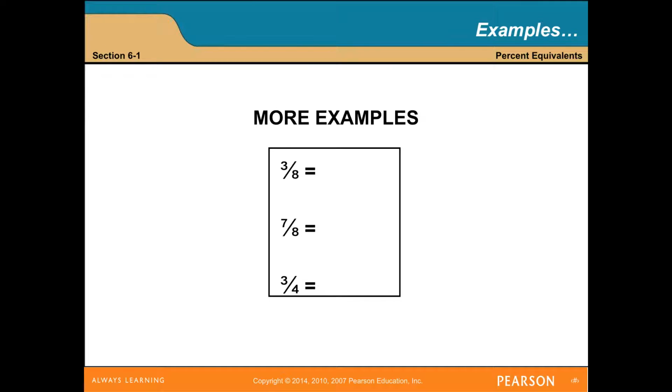Some more examples. 3 over 8 is equal to 37.5%. 7 over 8 equals 87.5%. And 3 over 4 is 75%.